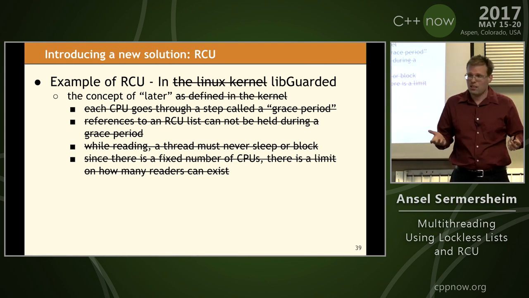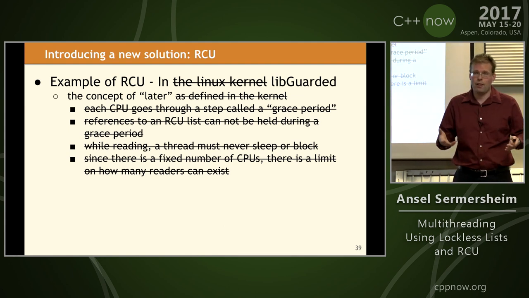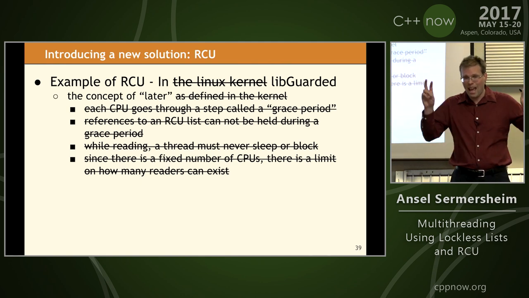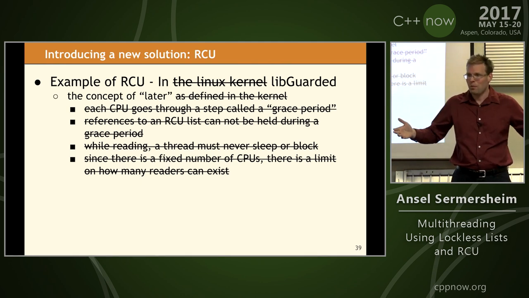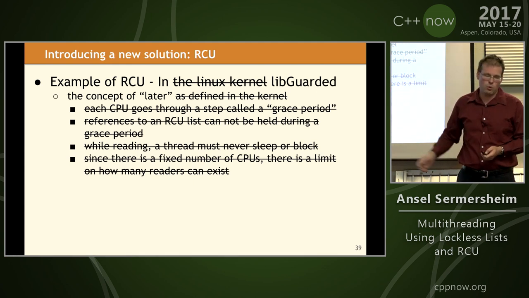And there's no fixed number of CPUs or threads or anything in this system. So there's no way we could even be sure, if we could have the notion of a grace period, that everybody had finished, because we don't even know who everybody is. So none of these techniques will help us here.